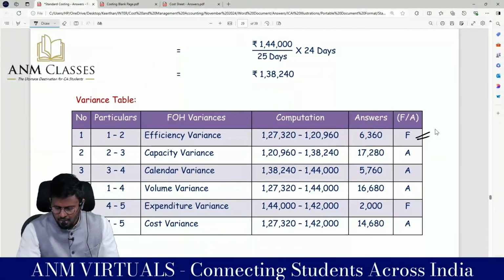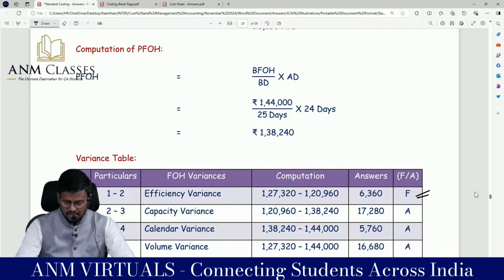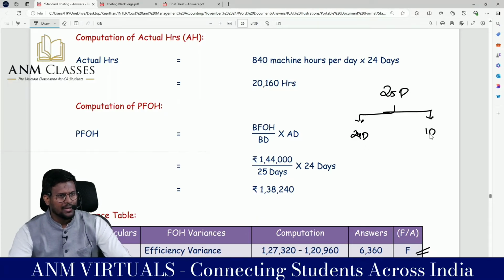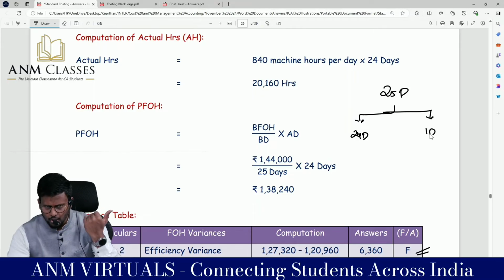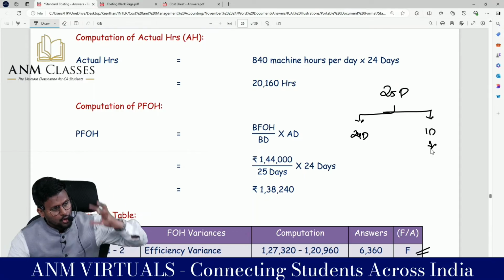Comfortable? Yes, sir. Next one, we are talking about the capacity variance. Sir, 25 days should be classified into 2 categories, right? Yes, sir. 24 days and 1 day. 1 day is the calendar variance. 1 day you have not worked at all. That means how much is the machine full capacity?